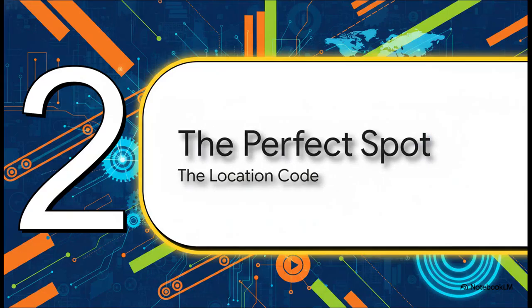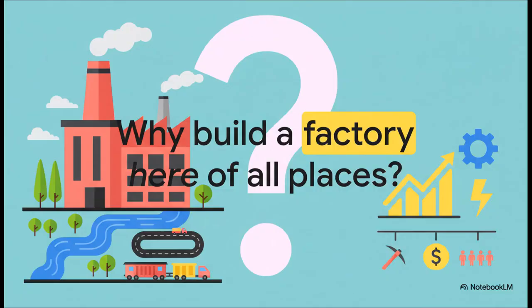Okay, so we know what manufacturing is, but the next huge question is where does it happen? And trust me, it is not random at all. In fact, there's a very specific code that companies try to crack to find that perfect spot. So let's go back to our image for a second. If you were going to build a gigantic factory, why would you pick this exact spot? I mean, out of all the places in the world, what makes this location better than any other?